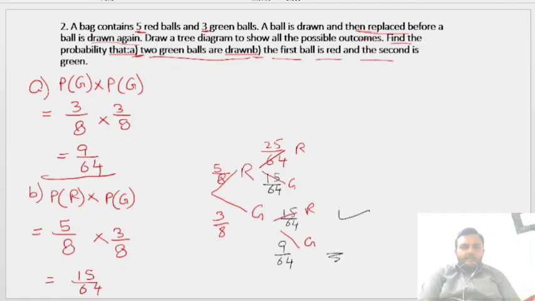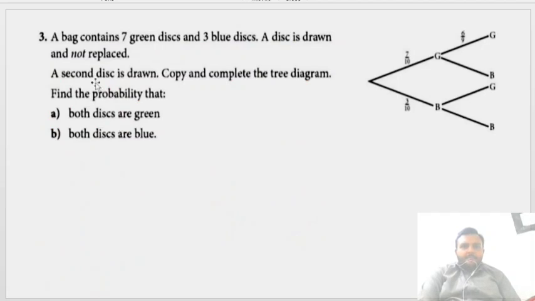The third part you will find, so let's start the third part here. Read the question carefully. First of all, a bag contains 7 green discs and 3 blue discs. A disc is drawn and not replaced. Look, it is not replaced. So it means that someone took it out and doesn't put it back inside. So it's a very simple way. A second disc is drawn. Copy and complete the tree diagram. Okay, no problem. Find the probability that both discs are green.